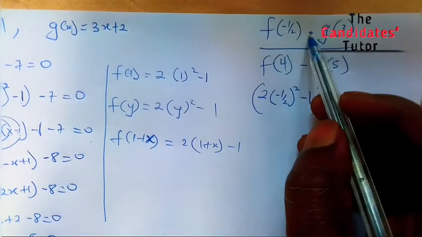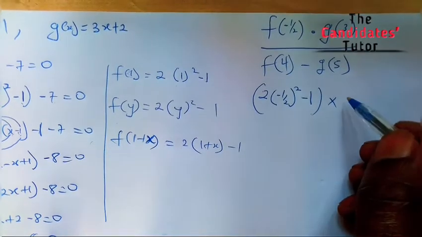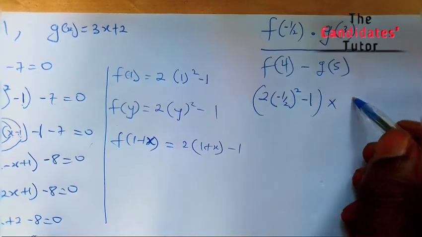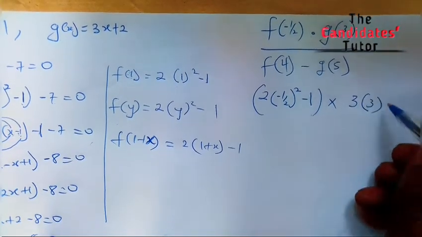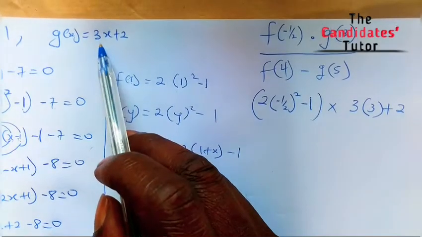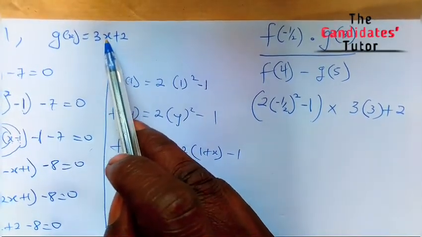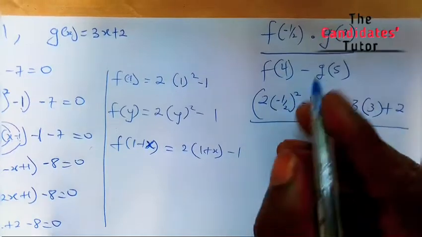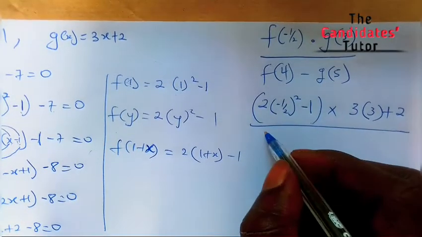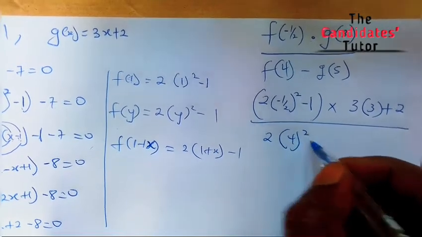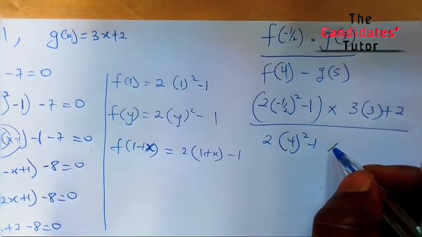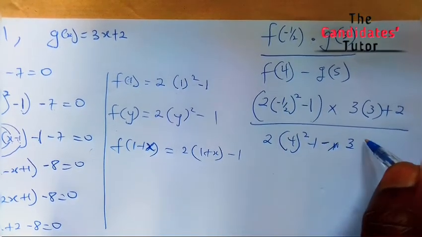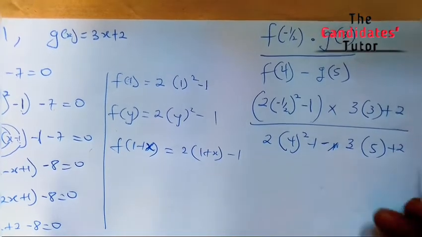Now this dot simply means multiplication, so let me just change it to times. Then the j of x, wherever I'm going to see x, I'm going to put 3 there. So I'm going to have 3 into brackets 3 plus 2. I change the x to 3, then I do plus 2 all over. Now f of 4, so wherever I'm going to see x, I'm going to put 4 there. So I'm going to have 2 into 4 squared minus 1, and then minus 3 into bracket 5 plus 2.